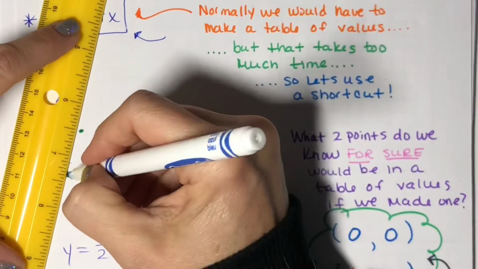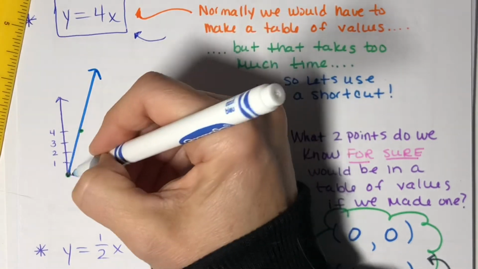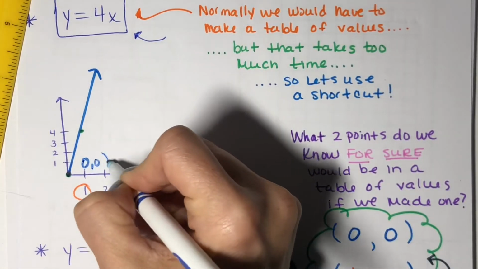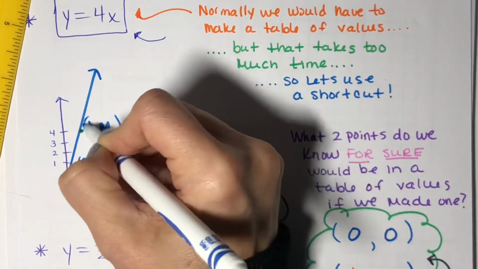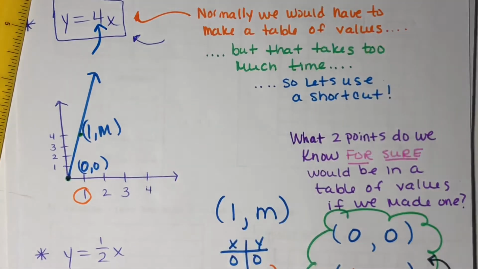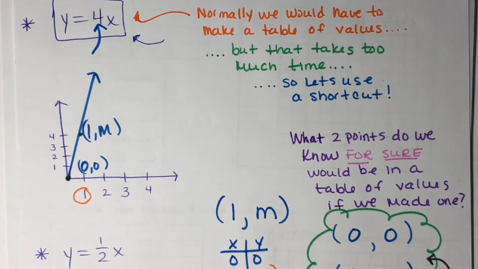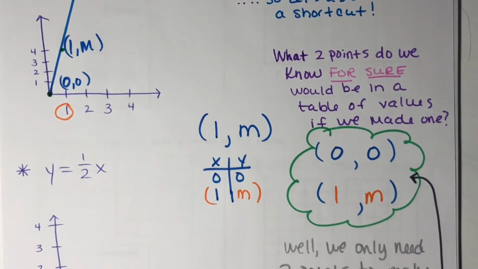Oh, cat hair everywhere. So I'm going to use my 0, 0, my 1, M. M is my slope, and I know it's M because I got it from right there, and I am done. I am done. I did not have to make that huge giant table of values and plot them all, okay?